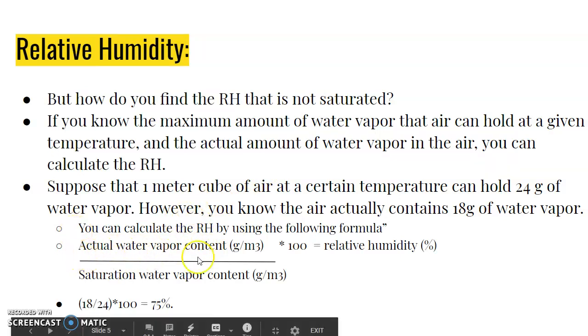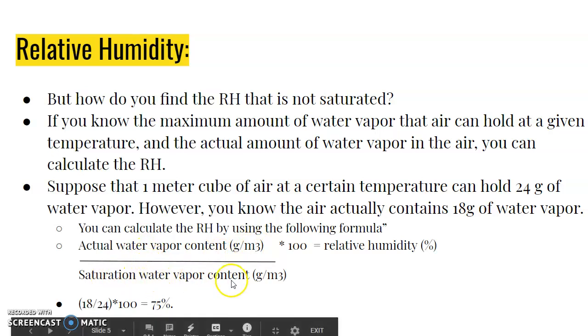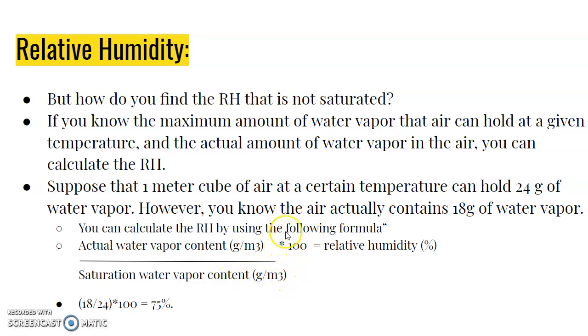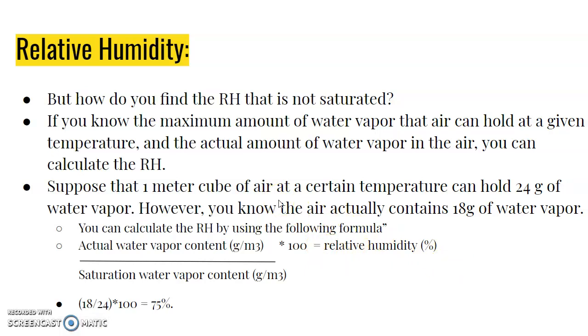If you look down here, you can see the formula. It's actual water vapor content in grams per meter cube divided by saturated water vapor content in grams per meter cube, which is multiplied by 100 to give us the percentage of relative humidity. Now, if you know the maximum amount of water vapor that air can hold at a given temperature, and the actual amount of water vapor in the air, that's how you're going to calculate the RH.